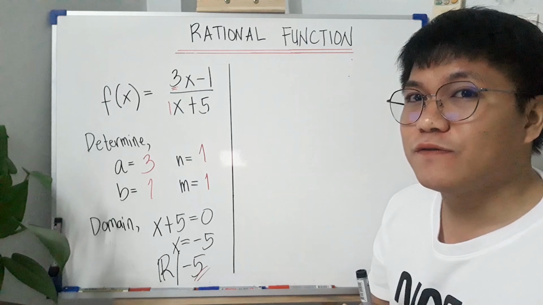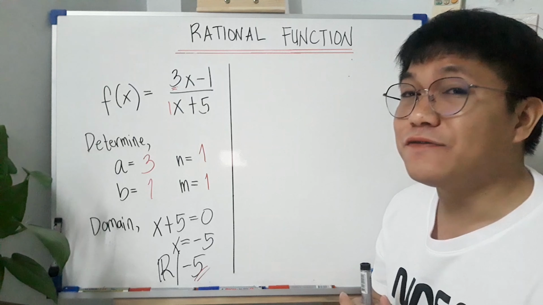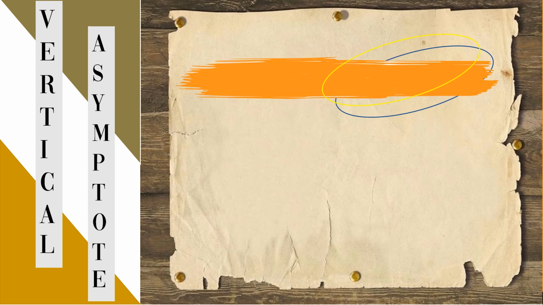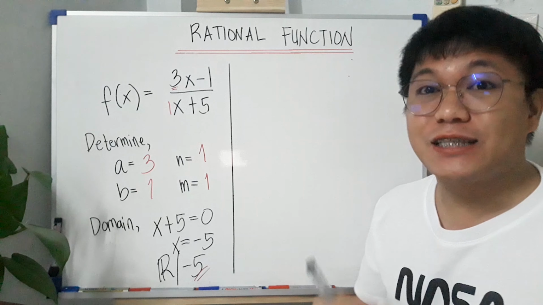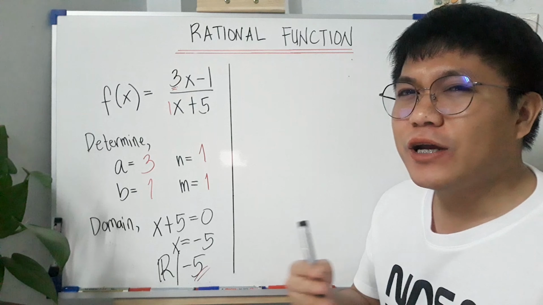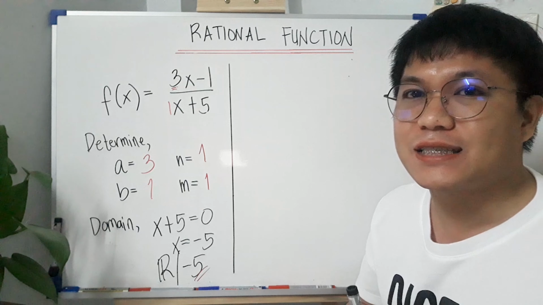But how can we solve the two asymptotes? First, how to find the vertical asymptote? To find the vertical asymptote, simply set the denominator of the given rational function to 0. Just like in solving for the domain of the rational function, we are going to set the denominator equal to 0 to solve for the vertical asymptote.